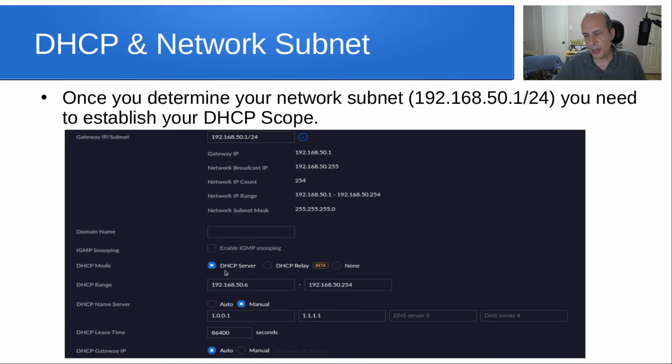The subnet mask being /24 means 255.255.255.0. In this particular case, this VLAN is running a DHCP server, and I arbitrarily set the DHCP range from 50.6 to 50.254. That means .1 is already taken up by the gateway address, the router. So .2, .3, .4, and .5 can be used for static addresses, and the rest of the address range is used for DHCP. Then down here at the bottom, I have a manual setting for my DNS name servers, which we'll get to here in a bit.